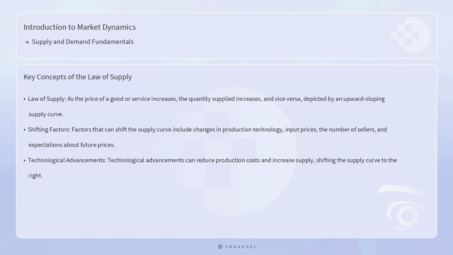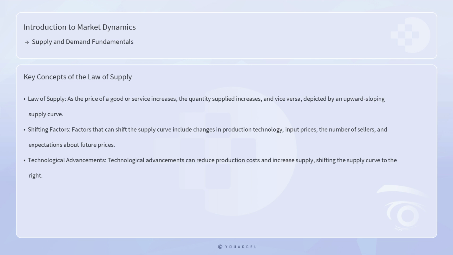Conversely, the law of supply posits that all else being equal, as the price of a good or service increases, the quantity supplied increases, and vice versa. This relationship is depicted by an upward-sloping supply curve on a graph. Factors that can shift the supply curve include changes in production technology, input prices, the number of sellers, and expectations about future prices. Technological advancements, for example, can reduce production costs and increase supply, shifting the supply curve to the right.